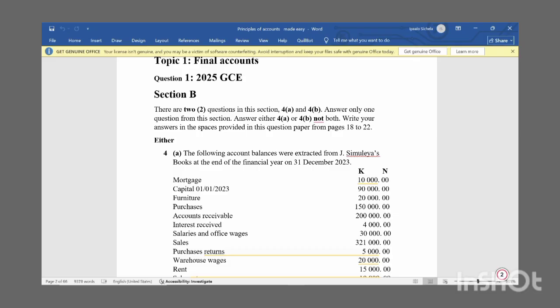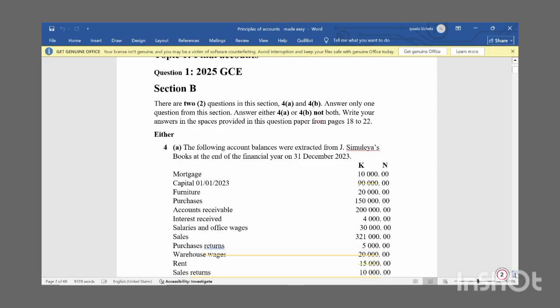Let's dive in. So we'll start by reading the question that we were given here, which is question 4A, section B. The following account balances were extracted from J. Simulea's books at the end of the financial year on 31st December 2023. So these were the details that were given.